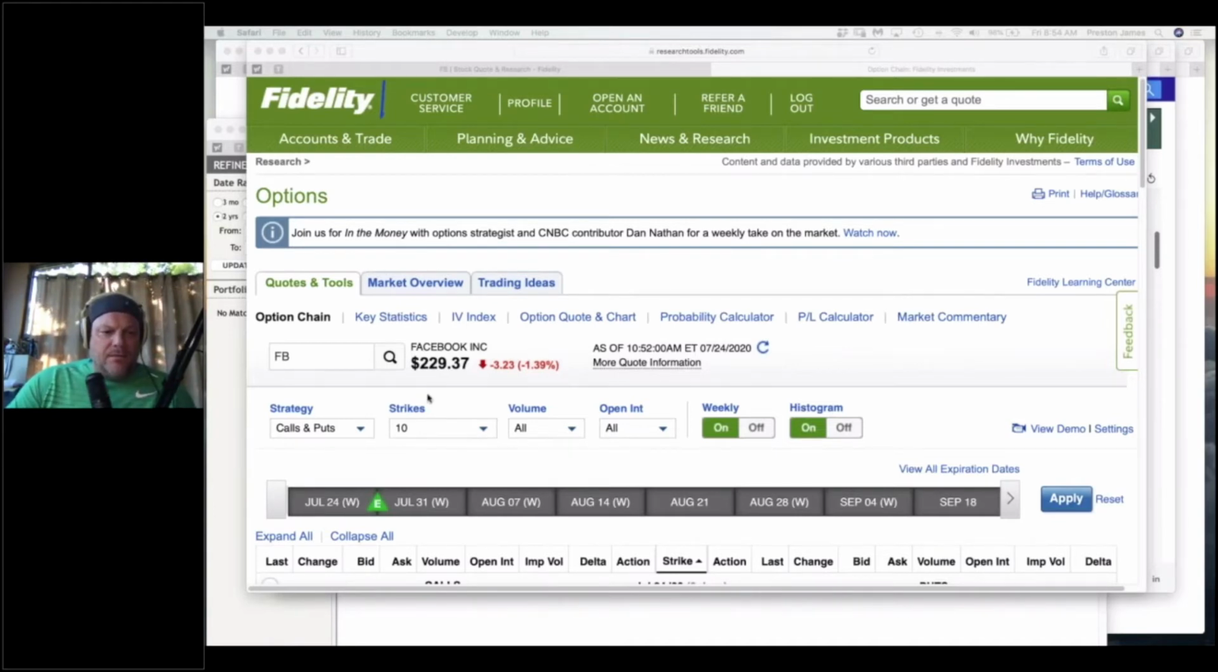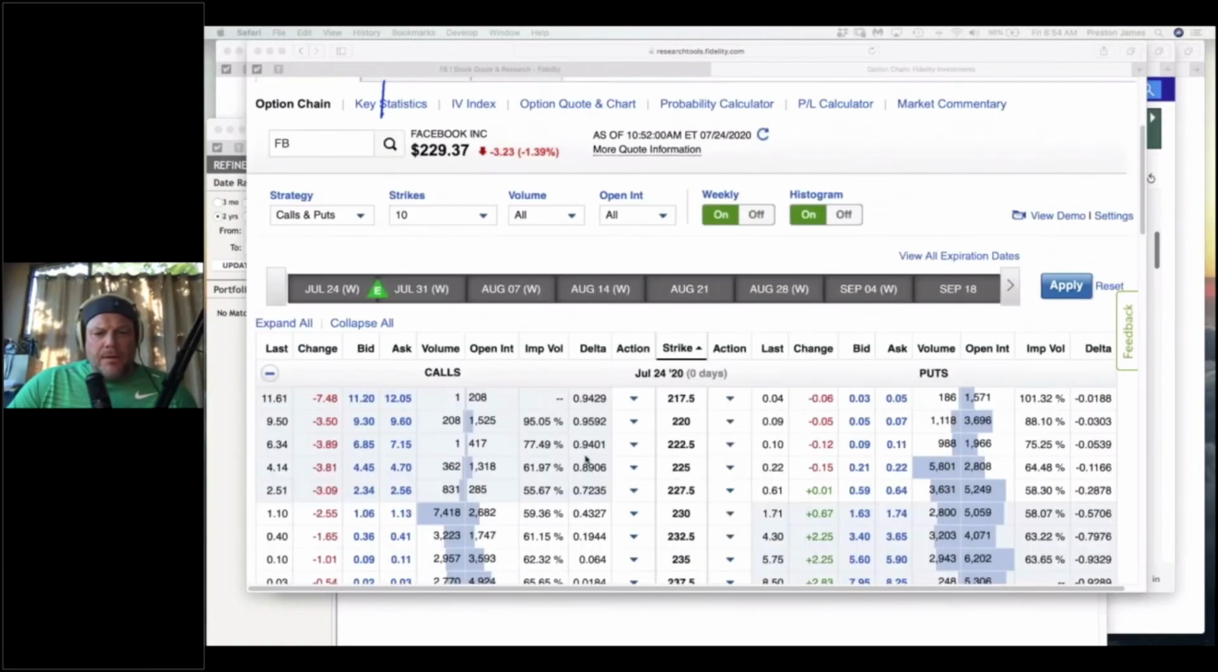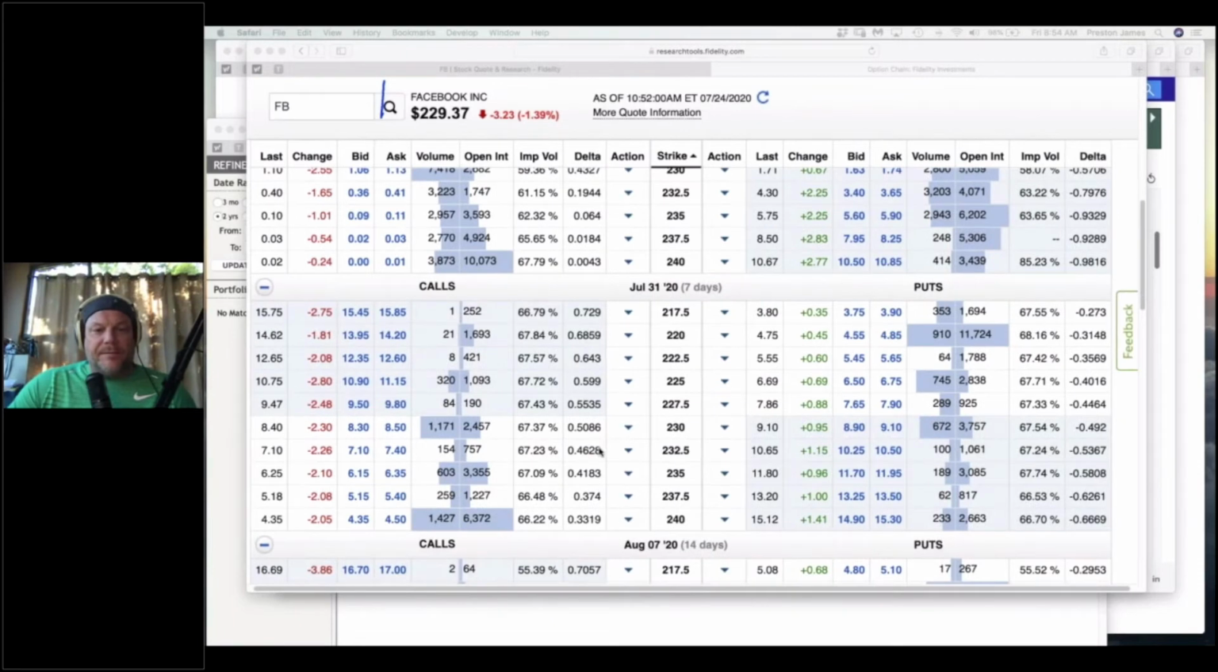All right, that said, Facebook here at 229. Next week contains earnings. The at the money premiums right now for these 230 puts, look at that, $9. Boy, a lot of times it's tempting to go into the week.